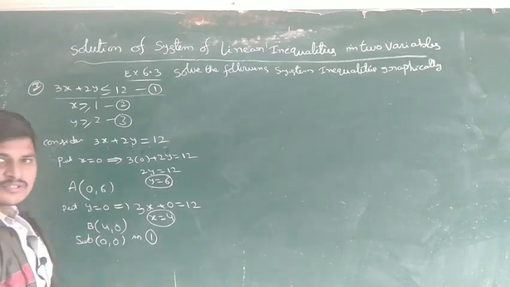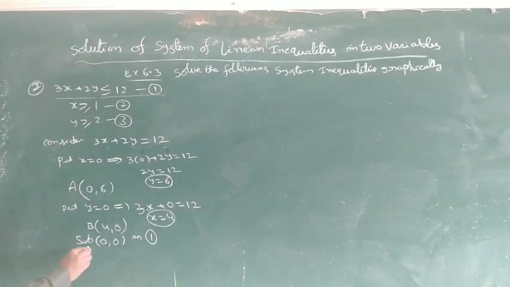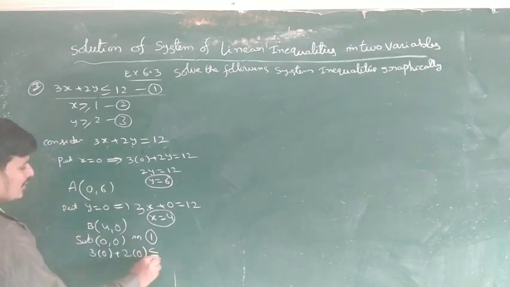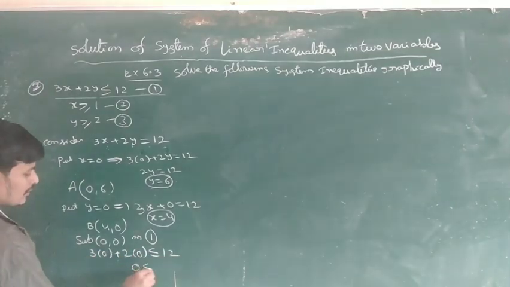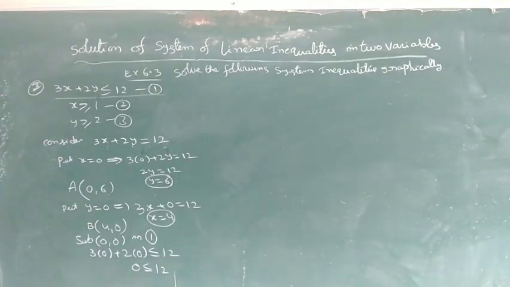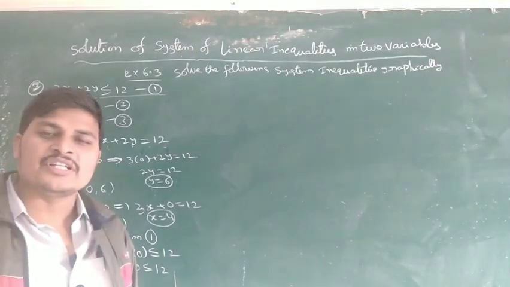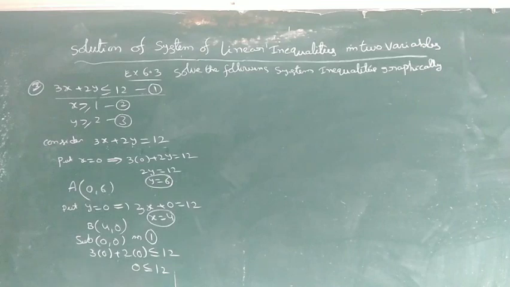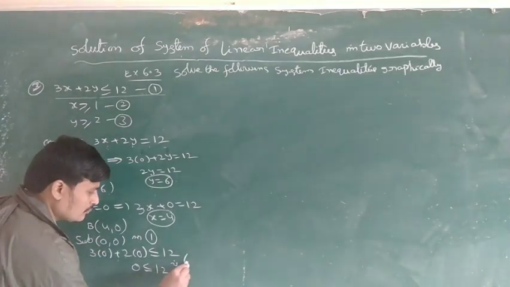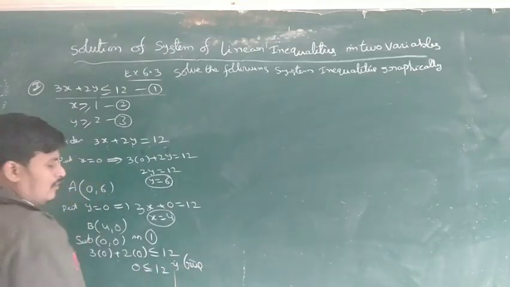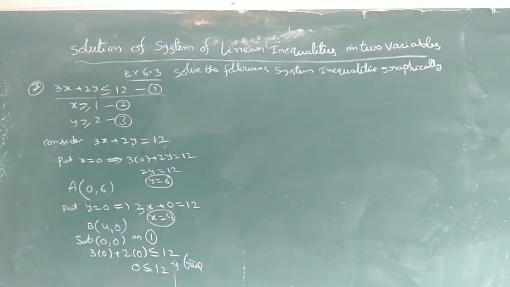So substitute (0, 0) in inequality 1. So 3 into 0 plus 2 into 0 is less than or equal to 12. So 0 is less than or equal to 12. Is 0 less than or equal to 12 true or false? It is true, because 12 is more than or equal to 0. So it is true. True means what?